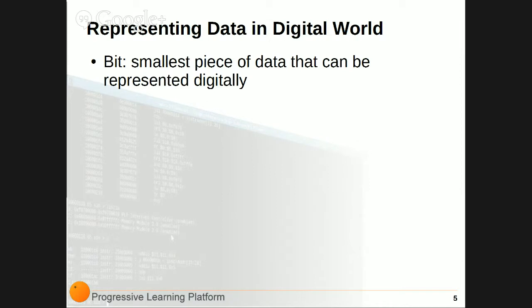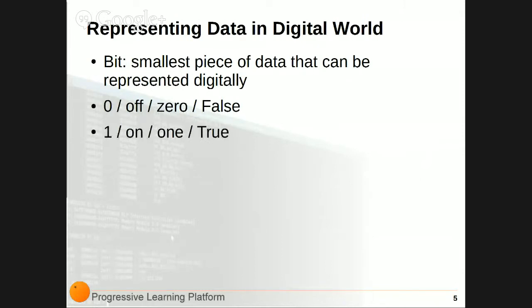So a bit, this is the first time you'll see this definition, is the smallest piece of data that can be represented digitally. You agree? So what's the smallest bit of data you can represent in digital? 0, 1. This is useless. Let's say you want to encode temperature. Okay, the temperature right now is 98, for example, Fahrenheit. But I only have 2 possible data values. So how do you do this?